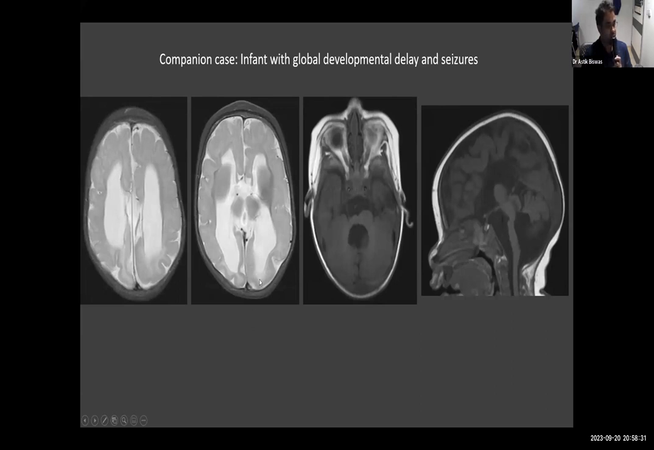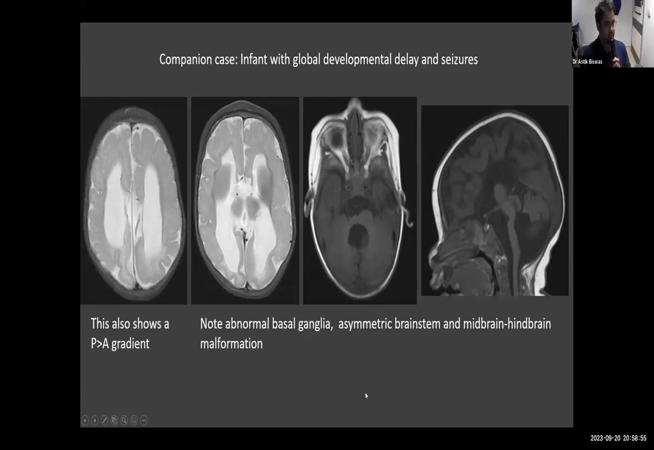In addition to that, the white matter is abnormal. At this level, we see the basal ganglia look a bit dysplastic. The anterior horns of the lateral ventricles seem to be wrapped around the caudate nuclei there. Very typical appearance of the brainstem with asymmetry and this extensive midbrain-hindbrain malformation. So PA gradient and all of these other findings are very typical for tubulinopathy. And one of the causes for posterior pachygyria, in addition to LIS1, is TUBA1A, which this turned out to be.